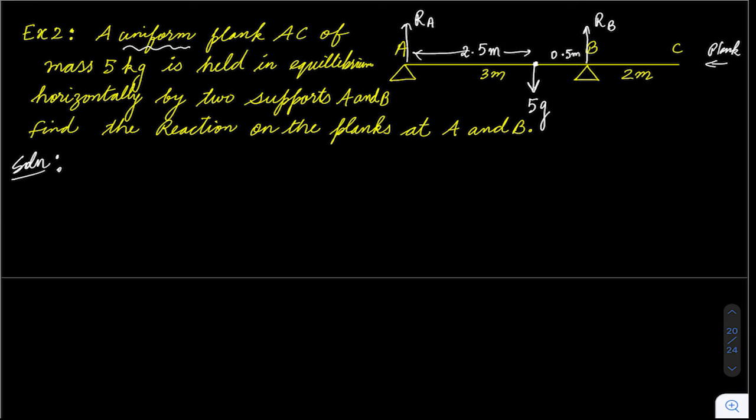Now it's given in equilibrium. So equilibrium means the net resultant of all the forces will be 0 in any direction. So as we have forces in vertical direction, we don't have any force in horizontal direction. So we can say that in vertical direction, sum of all the forces will be 0. Or you can say that sum of forces in upward direction should be equal to sum of forces in downward direction. That's the same thing. So let's say that net force in vertical direction is 0.